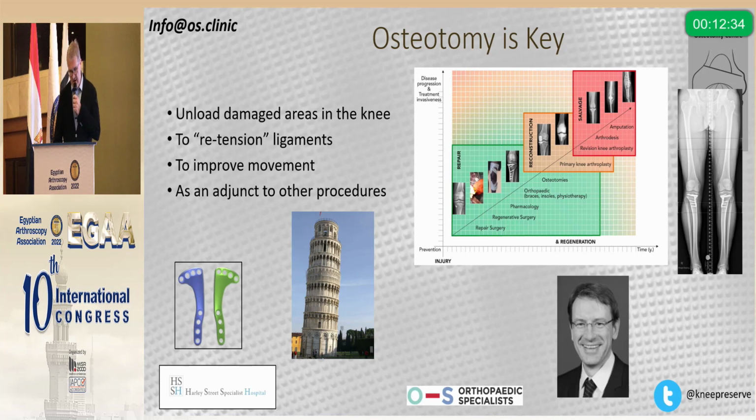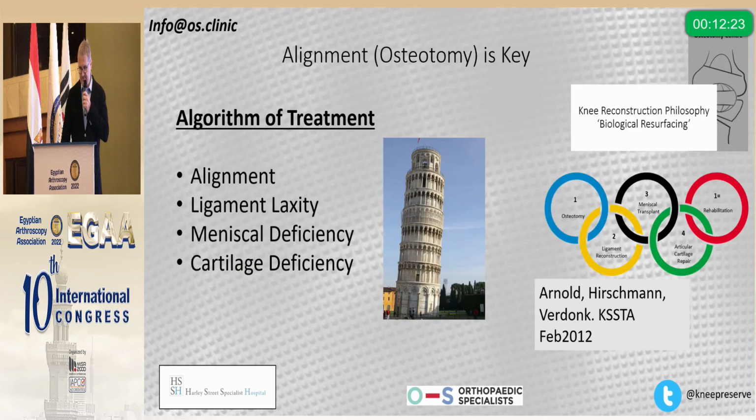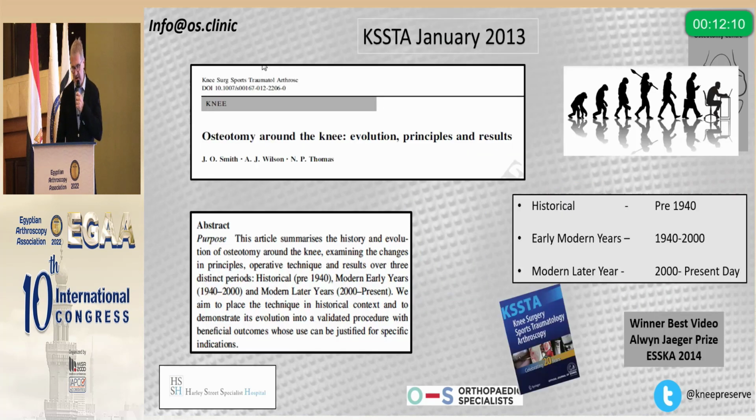Arthritis, that's of course the main indication, but we can use it for laxity, for ligament issues, to improve movement and gain flexion or extension, and as an adjunct with cartilage or meniscal procedures. And again, a very nice editorial from Hirschman and Verdonk talking about this algorithm. So it really does come at the top of the table before we consider the other elements within the knee.